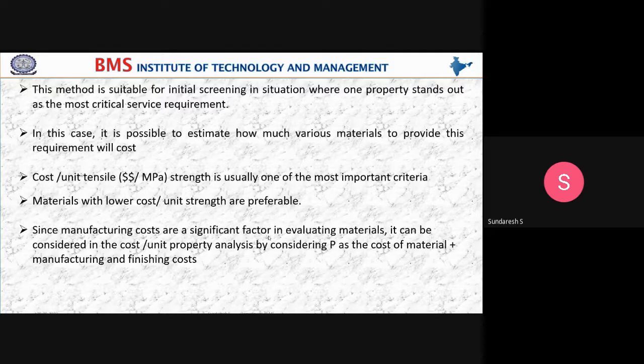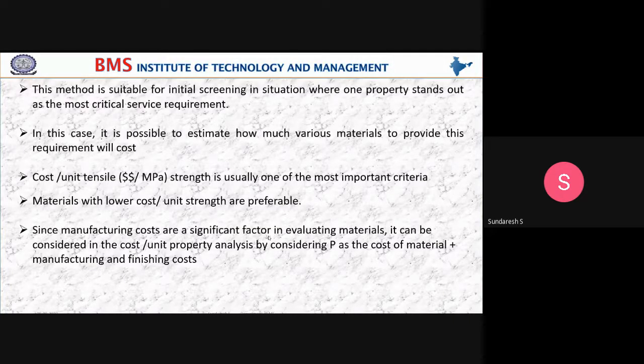you need to identify that property, and based upon it you will screen the material. That's why we say it is one property that stands out as the most critical service requirement. That property is very critical when the product made out of this material is put into actual service. This is a very important thing to know: identify that property, and based upon it, initially screen the material.